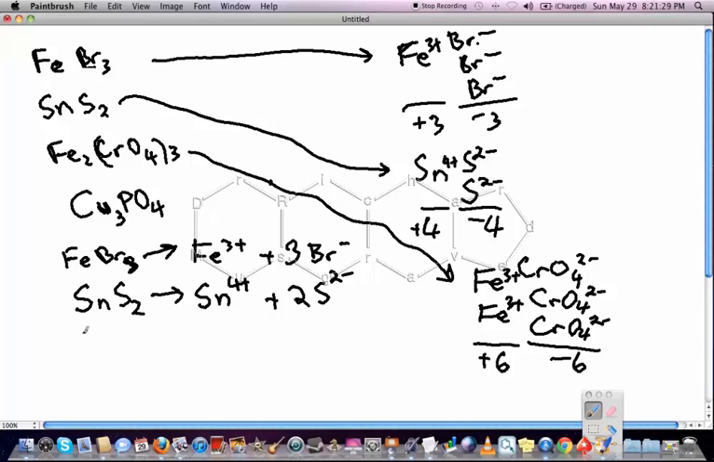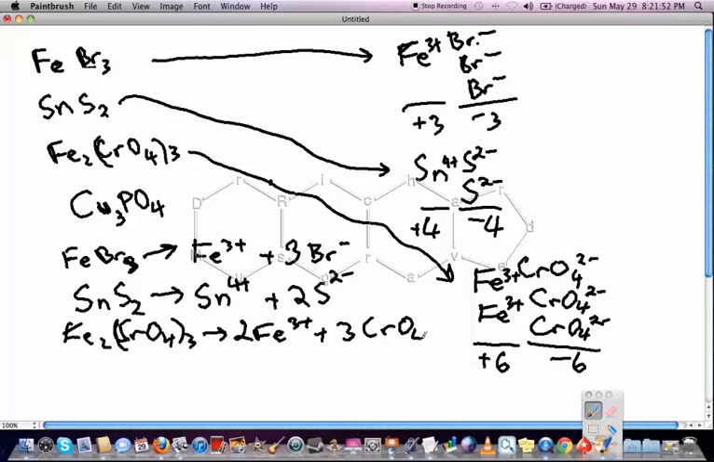So the Fe2(CrO4)3 will split into 1, 2 Fe3+ and 3 chromates. There we go.